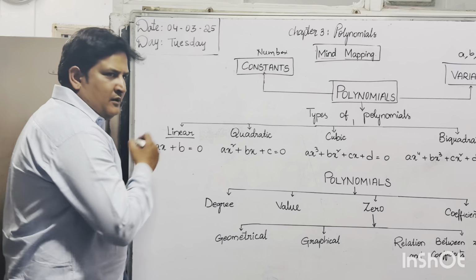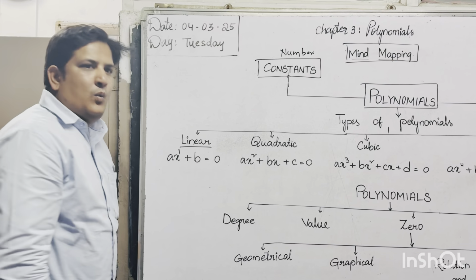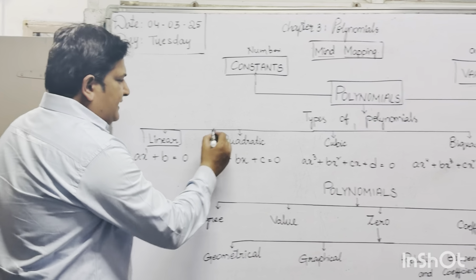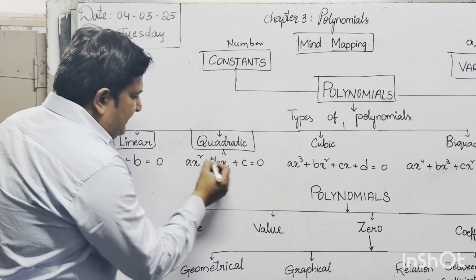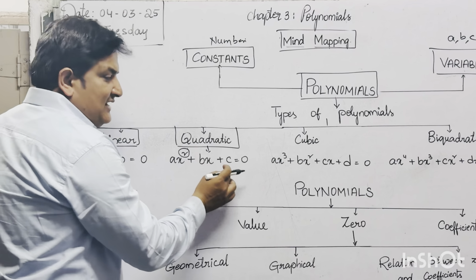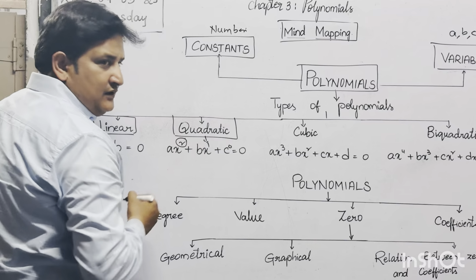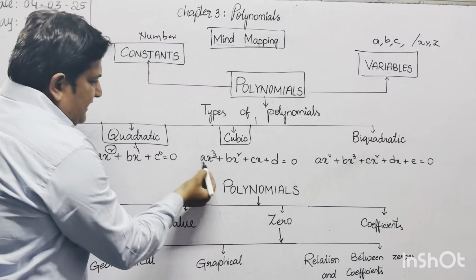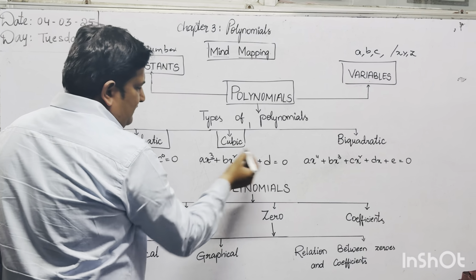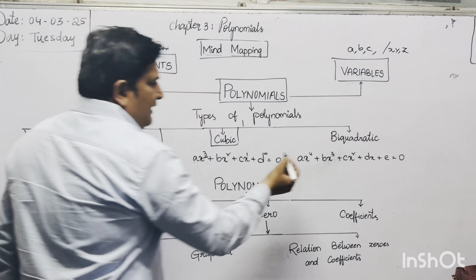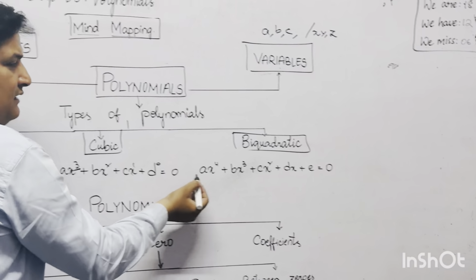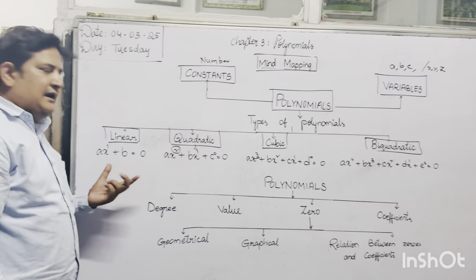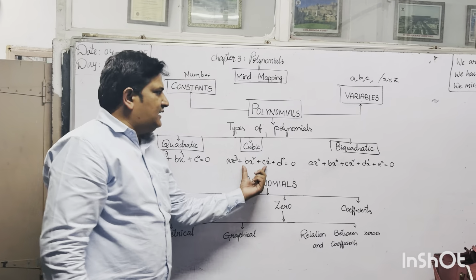So you have the linear polynomial. Linear polynomial means the degree is 1. So it is linear polynomial ax plus b equals to 0. Next is the quadratic polynomial where the degree is 2. Ax square plus bx plus c. Next, cubic polynomial, the power is 3. Ax cube, bx square, cx, d. Again, biquadratic, when the power is 4. So there are 4 types of polynomials: linear, quadratic, cubic, biquadratic.